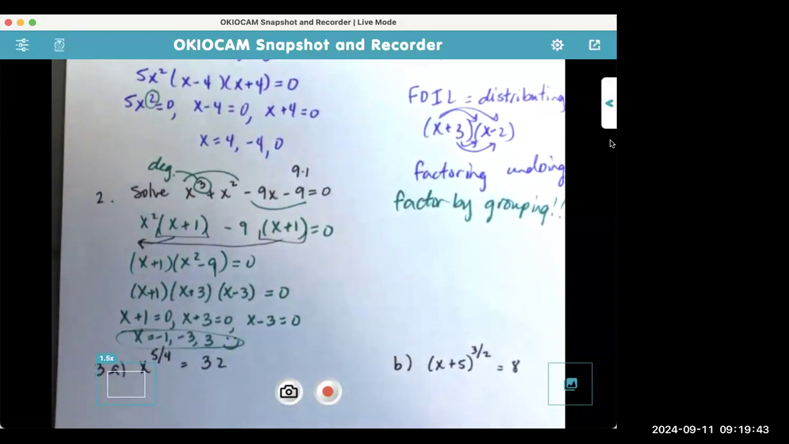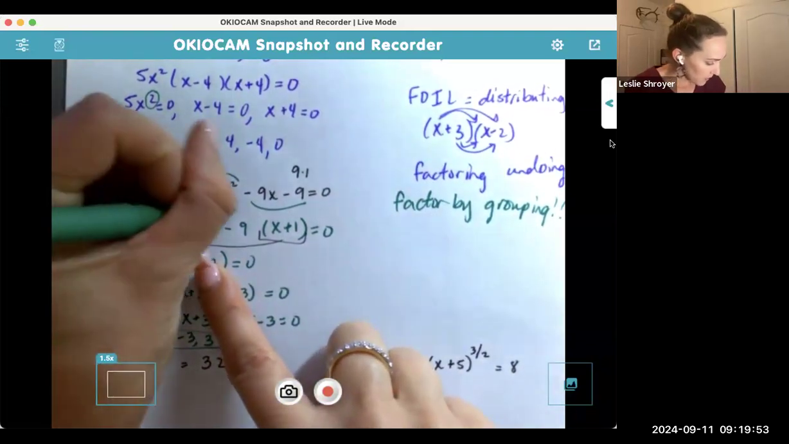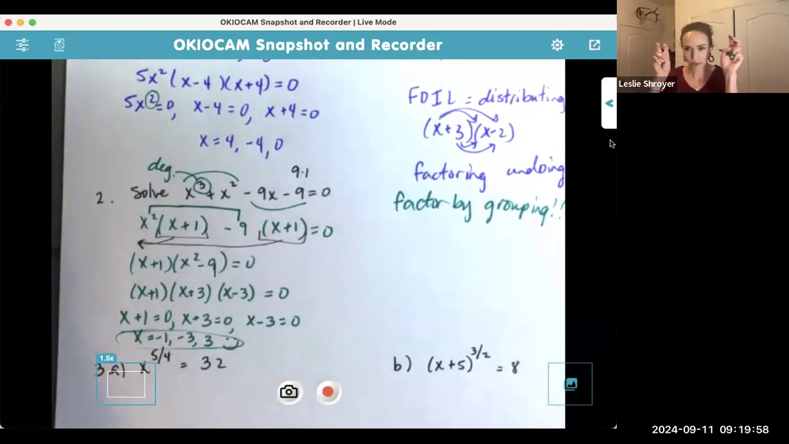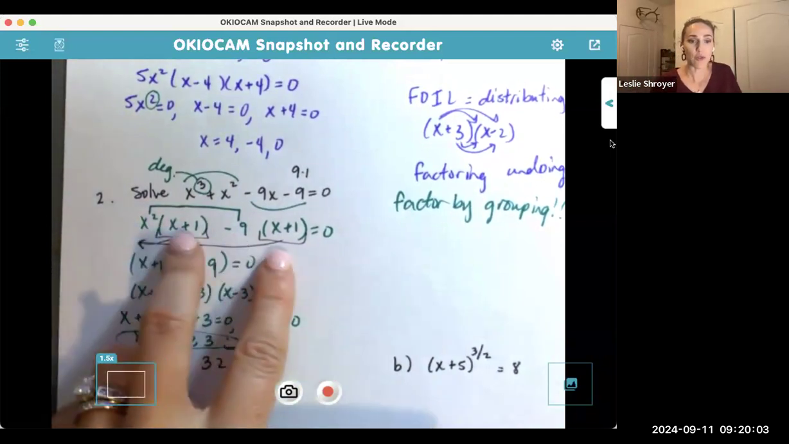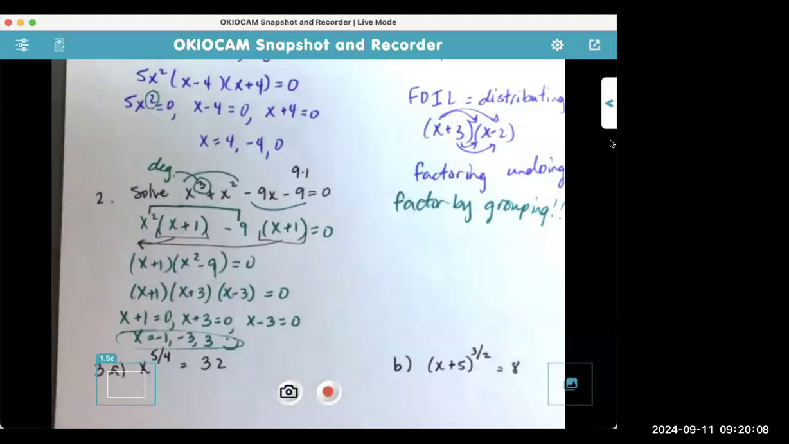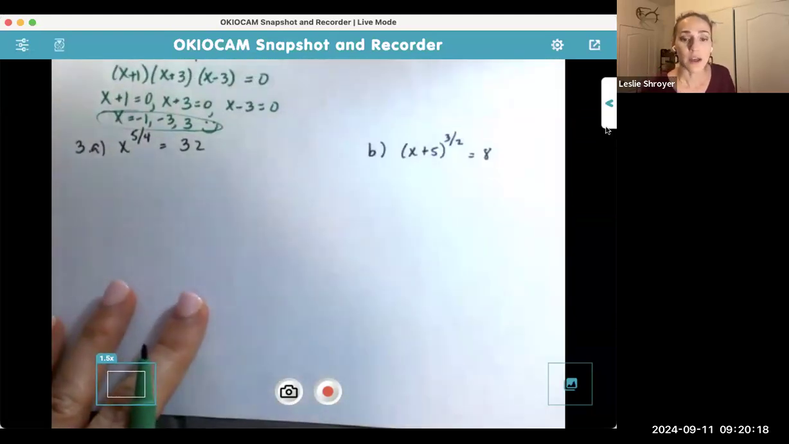I have a question. How did you get x squared minus 9? Oh, so here when we factor out the x plus 1, the x squared minus 9, those are our new leftovers. So those become the term that's left over when we factor out the x plus 1. Yes, no, maybe? That makes sense. Okay, great. All right, so let's move on to the next one.